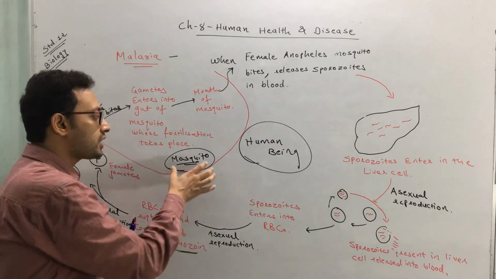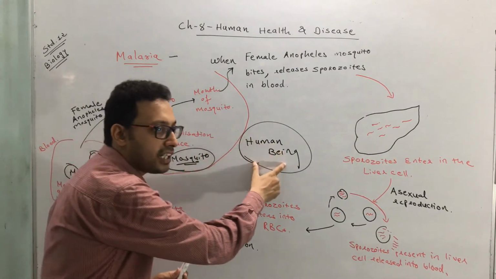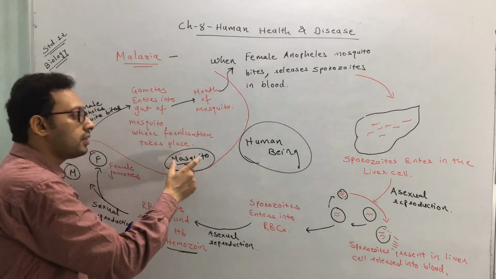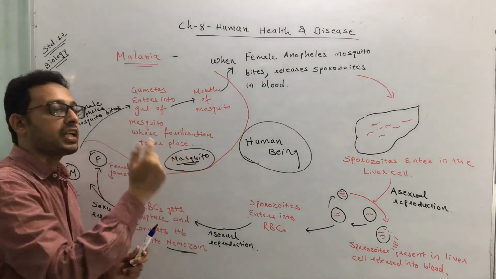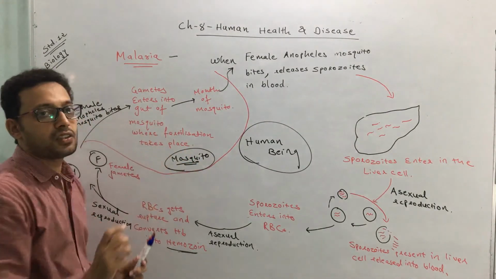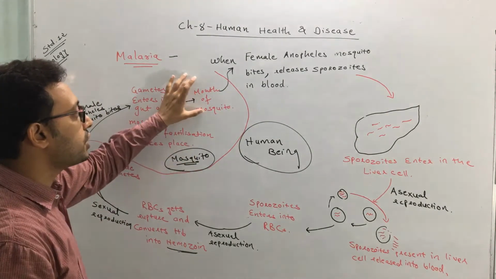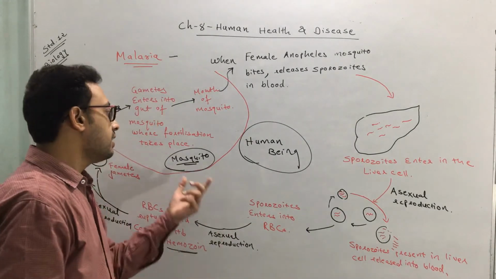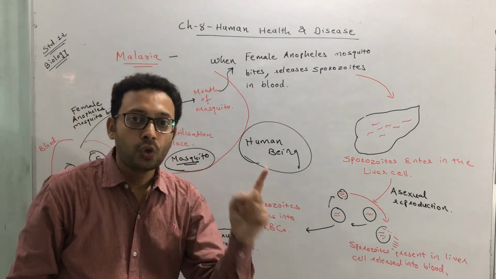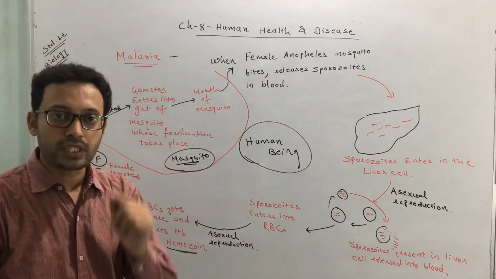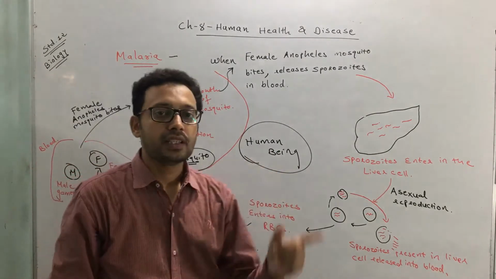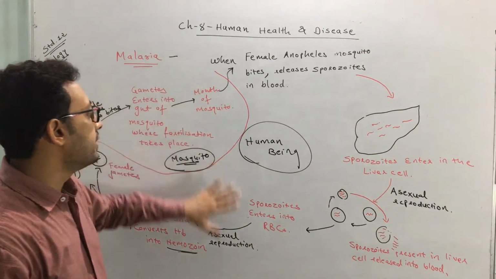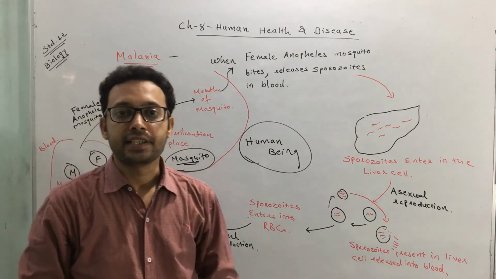So the mosquito can act as a host. A human being can also act as a host for the malarial parasite. Apart from being a host, the mosquito can also act as a vector or a carrier. Here the mosquito carries the sexual form of the parasites. So the mosquito can act as both host as well as carrier, or you can say a vector, and the human being is just acting as a host. Okay, so that's all about the disease called malaria.